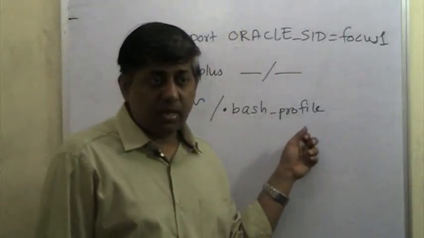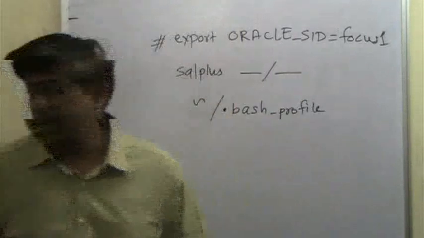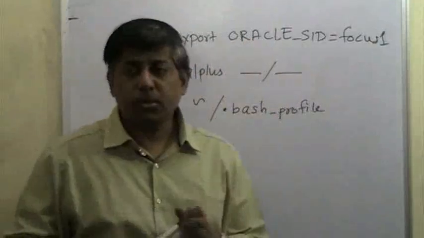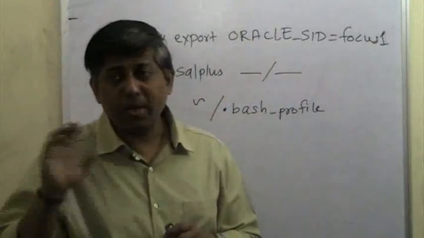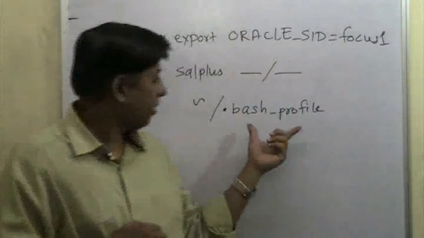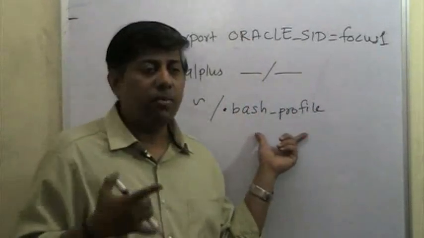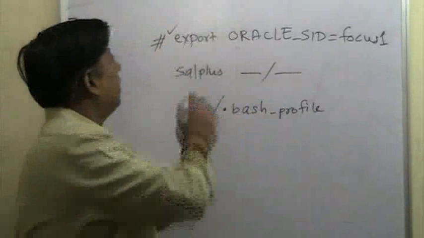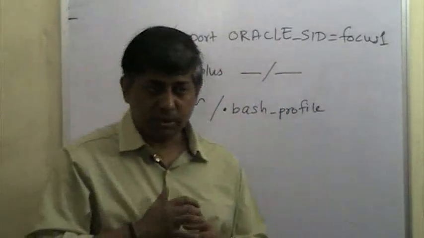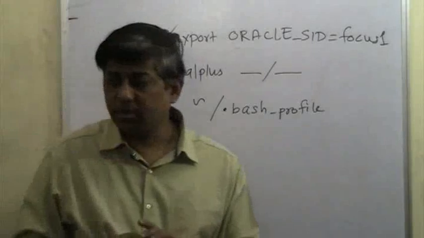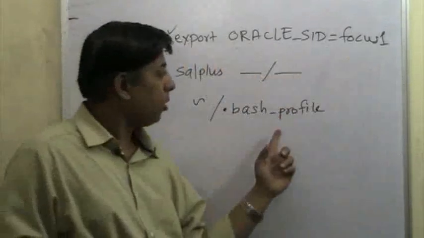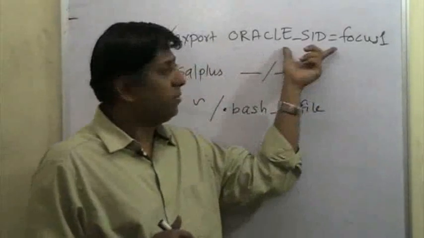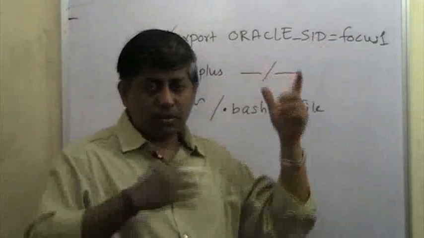In that .bash_profile, our DBAs have set things up in such a way that this command, export ORACLE_SID equal to focus1, will be automatically executed. This file gets automatically executed when you log in. All the commands in this file get automatically executed, and one of them is export ORACLE_SID equal to focus1, and that is why you are able to log into the database focus1. In fact, I would recommend that you open up your .bash_profile and get rid of this line. Once you get rid of it, log out and log back in.